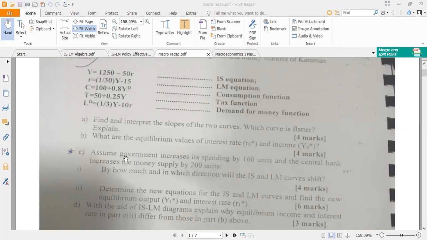Hello. Yes, I can hear you. Oh, okay. So I guess John, and I'm having some problems with the A, the slopes of the IS and the LM.